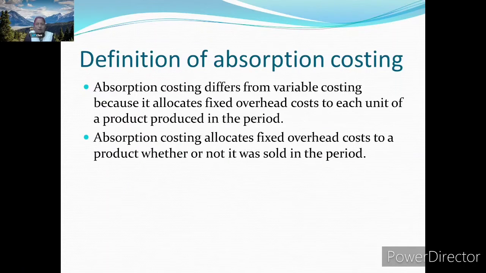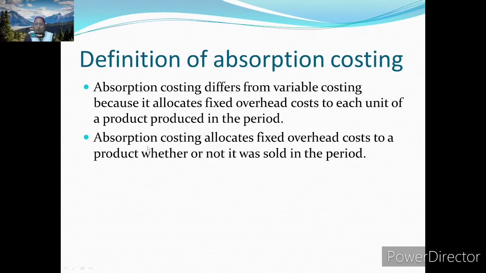Here, absorption costing differs from variable costing because it allocates fixed overhead. We have to remember, students, here, absorption costing differs from variable costing because it allocates the fixed overhead costs to each unit of a product produced in the period. Absorption costing allocates fixed overhead costs to a product whether or not it was sold in the period.